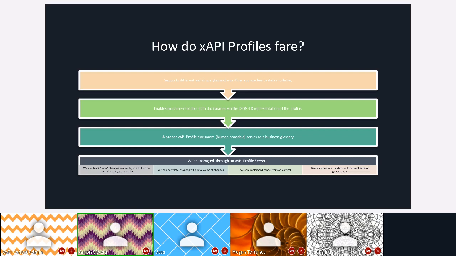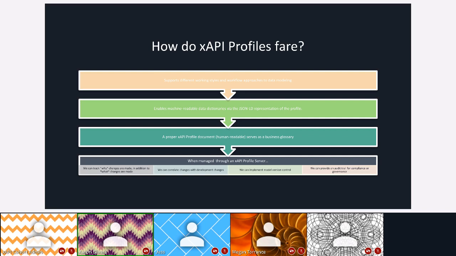So considering all that, how do profiles fare? Well, they support different working styles and workflow approaches to data modeling. They enable machine-readable data dictionaries via JSON-LD representations. That's all the semantic web stuff, the gobbledygook that makes our eyeballs roll back when we see it in Monaco font. A proper xAPI profile document that's human readable can serve as a business glossary, where it details in human readable language what you've got to do.